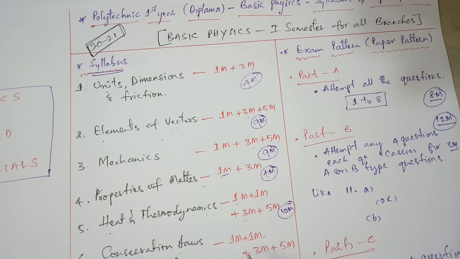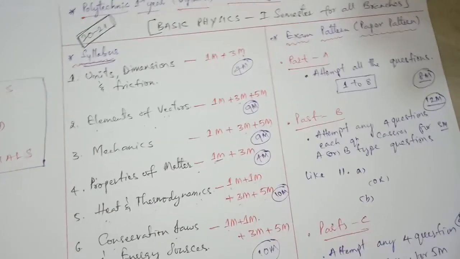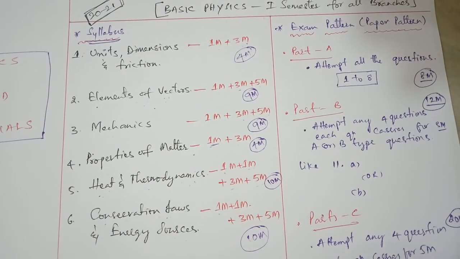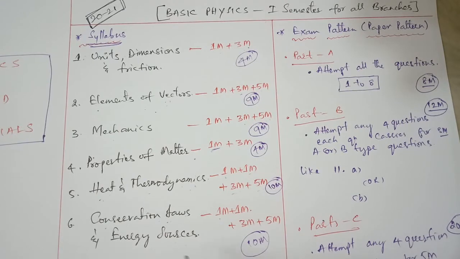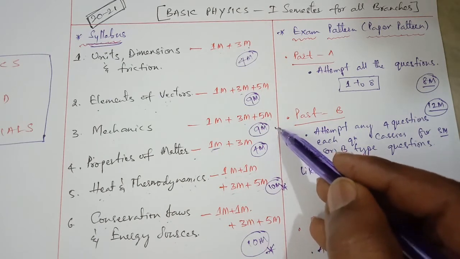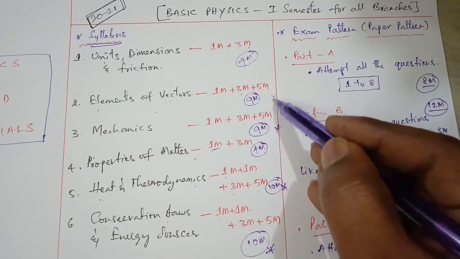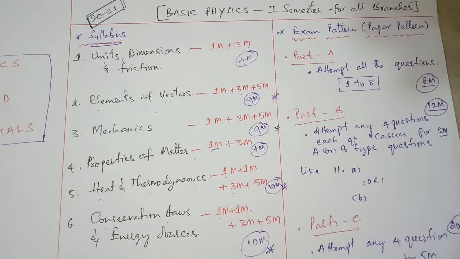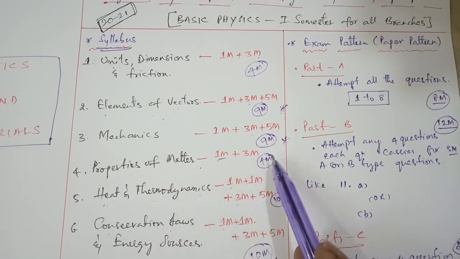In this we have 1 mark questions 2 will be asked, a 3 marks question 1 will be asked, and a 5 marks question 1 will be asked. Total weightage is 10 marks. So the most important chapters, we can say, are the 10 marks ones, that is the 6th chapter and the 5th chapter, and also the 3rd chapter and 2nd chapter are very important. So this is about the syllabus and weightage.